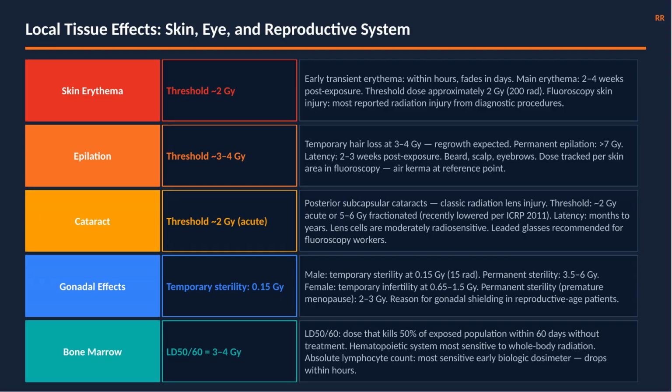Bone marrow, LD 50/60 is 3 to 4 gray without treatment. The absolute lymphocyte count drops within hours of whole body exposure. The most sensitive early biological dosimeter available.